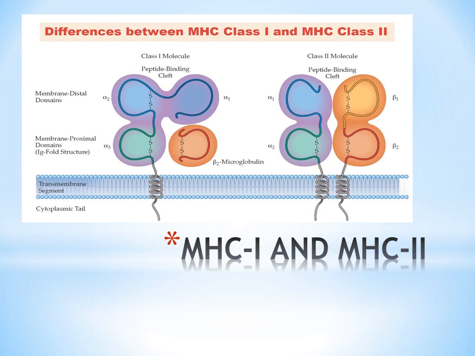Here very important is the peptide binding cleft. In MHC class 1 it is formed by alpha 1 and alpha 2, whereas in MHC class 2 it is formed by alpha 1 and beta 1. Now in MHC class 1, CD8 binds at alpha 3, whereas in the case of MHC class 2 molecule, CD4 binds at beta 2.